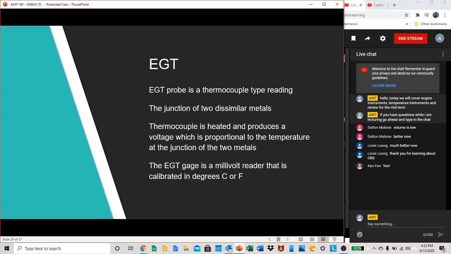An EGT probe is a thermocouple type reading, like we talked about in the CHT probe. Both of those are thermocouple type readings. It has the junction of two dissimilar metals, so there's a reading at that junction that is in a voltage reading, and it's converted to a calibrated degree reading. Thermocouple is heated and produces a voltage which is proportional to the temperature at the junction of the two metals. The EGT gauge is a millivolt reader that is calibrated in degrees Celsius or Fahrenheit.